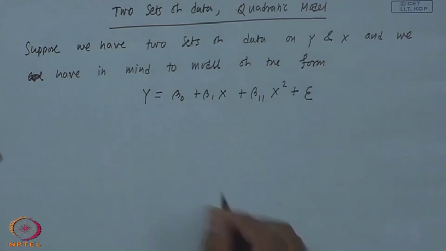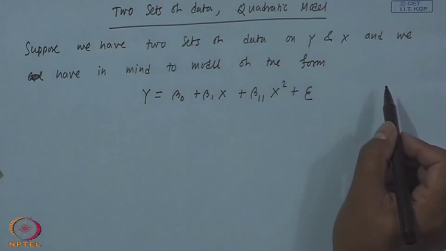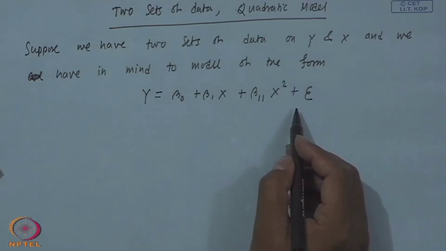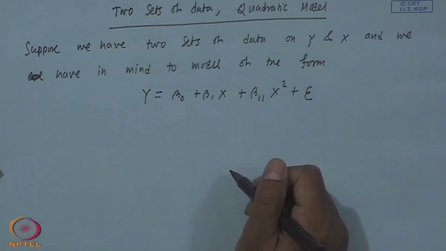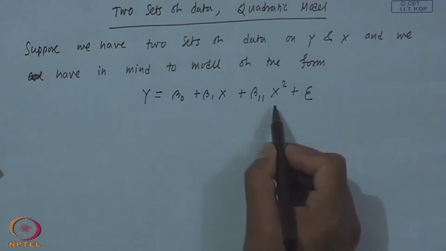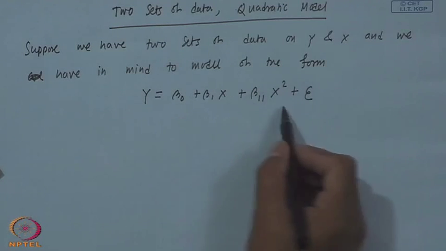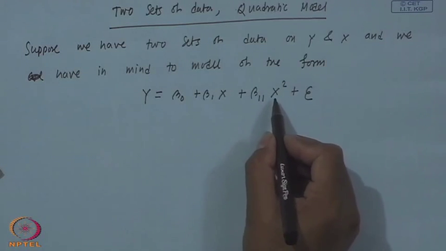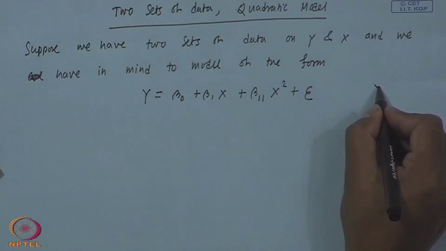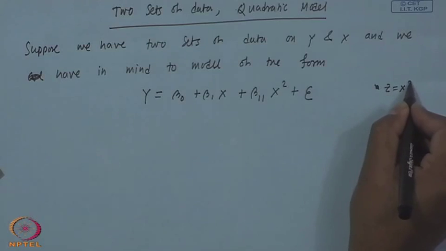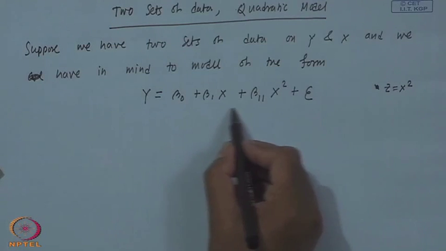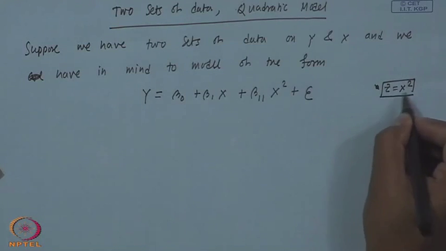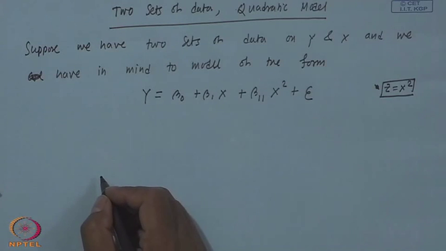Okay. So we have two sets of data and we are thinking of fitting a quadratic model for this one. We did not talk about this sort of quadratic model before, these are called polynomial fitting, but let me just say that this is not difficult because you just consider x square as, say, you call it z equal to x square, then this is nothing but a multiple linear regression model. Okay. That is all for the time being, but we will be talking about polynomial regression later on.